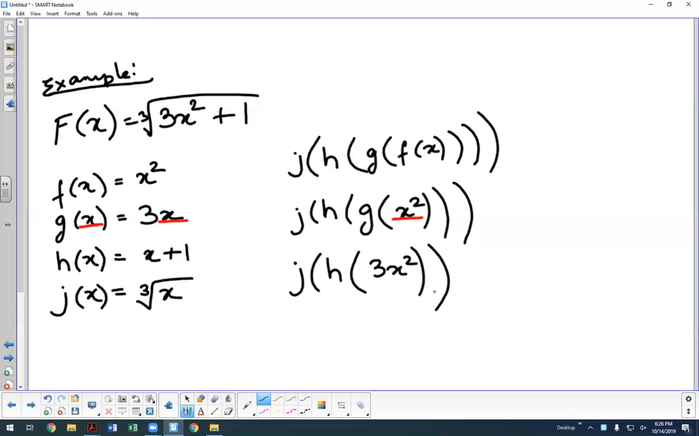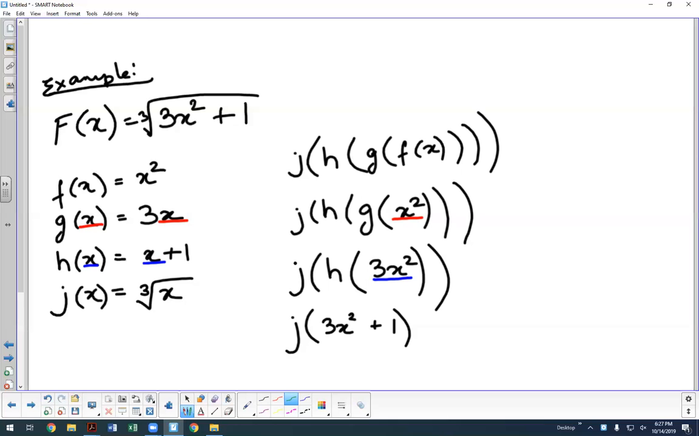So you can see we're kind of building up on that first part of the 3x squared. Our h function is the addition plus 1. So that's where I will have j of, and then h is now going to get 3x squared as its input. So that will become 3x squared plus 1. And then now you can see this guy becomes the input for the j function.